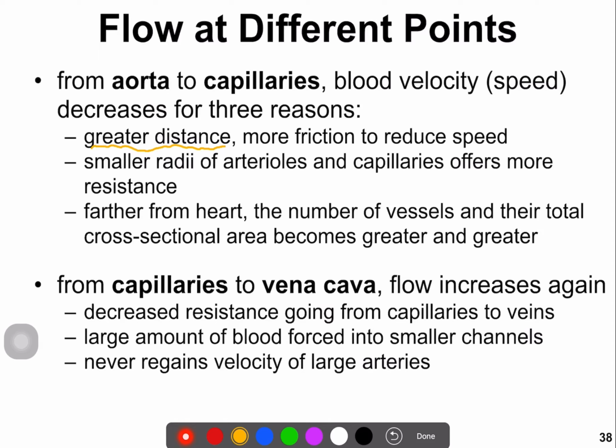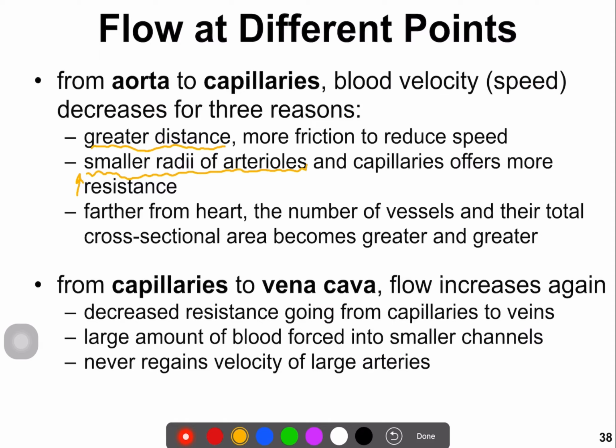The other thing, too, is we're going from large arteries to smaller arteries. So it's the smaller radius of the arterioles. They have an increase in the resistance, and that would slow it down and also bring systolic and diastolic much closer to each other.